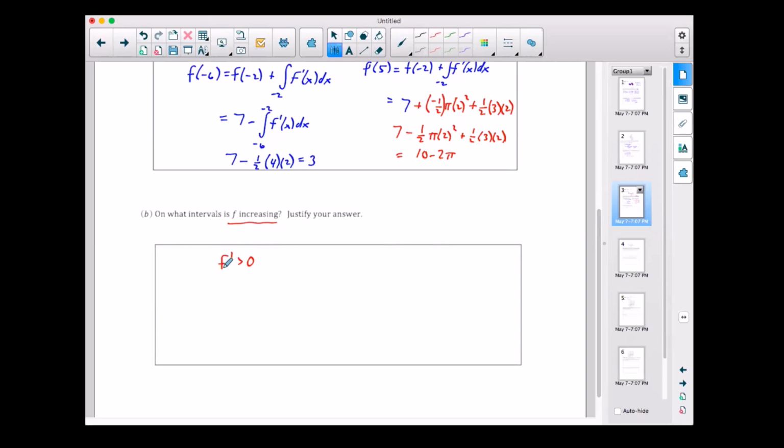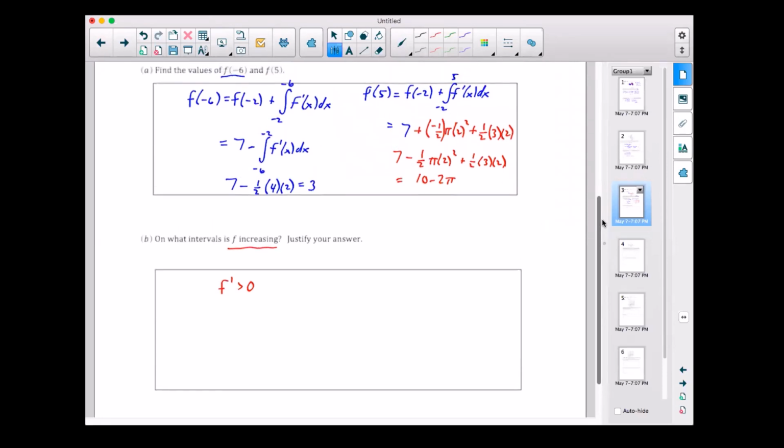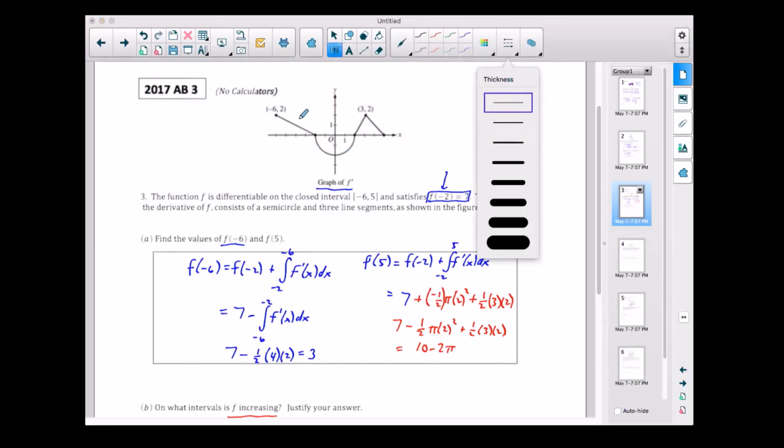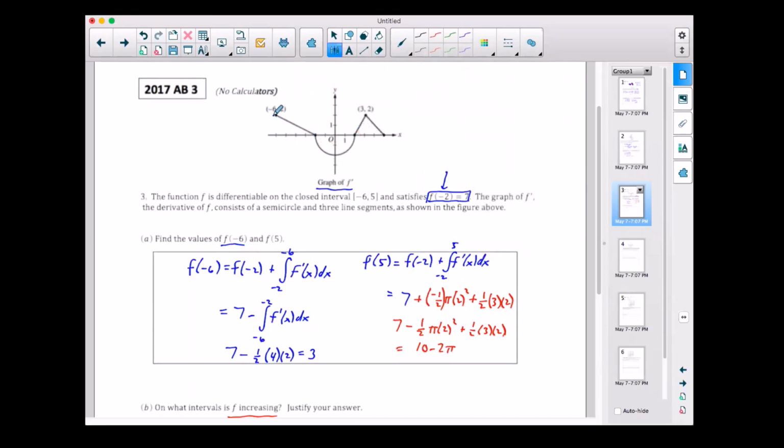The reason why I like to write that down is because now when I look at the graph, I know exactly what I'm looking for. I'm looking for a spot where f prime is positive. Well, this is a graph of f prime, right? We're looking at f prime right now. So if I want to know when f prime is positive, I'm just looking for when this graph itself is above the x-axis, right? I'm not looking at the slope of this graph. I want to find out when f prime is positive. So I'm looking for all of these values above the x-axis.